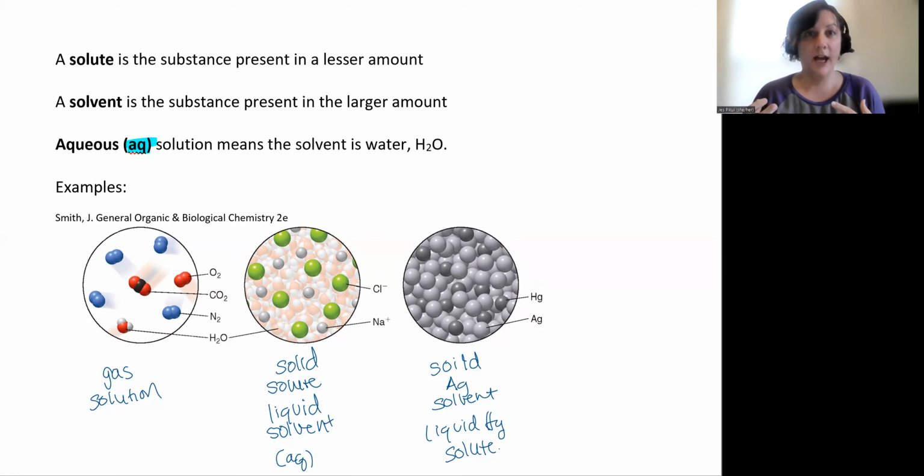And so you can have different types of phases combined into mixtures that are homogeneous solutions. You can have gases, you can have gases and liquids, you can have liquids and liquids, you can have liquids and solids, you can have solids and solids, all of the different combinations.